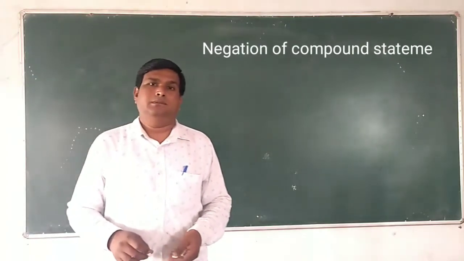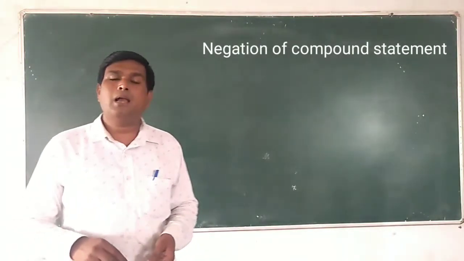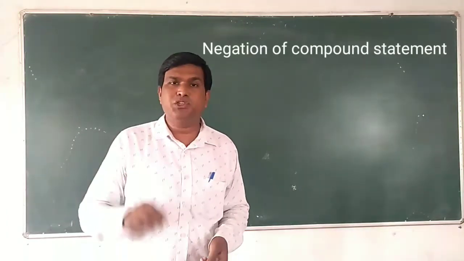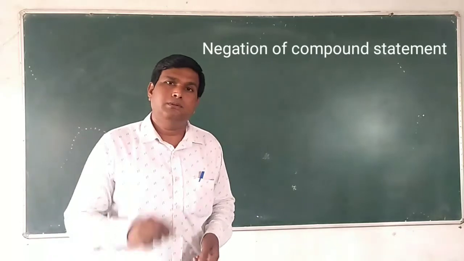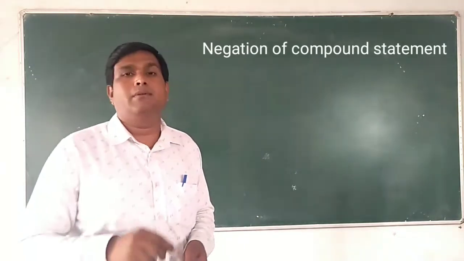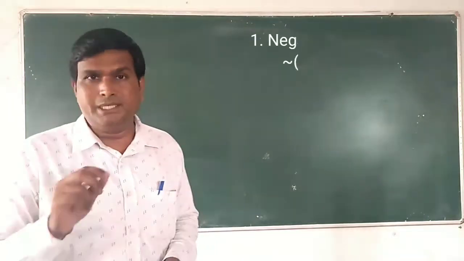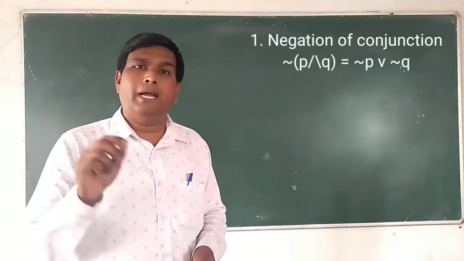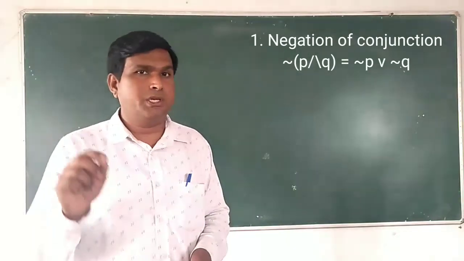Today we learn the negation of compound statements. You know that there are 5 connectives and each connective has its own rule of negation. What are these rules? Let's have a look. First is negation of conjunction. The negation of P and Q is equivalent to negation of P or negation of Q.